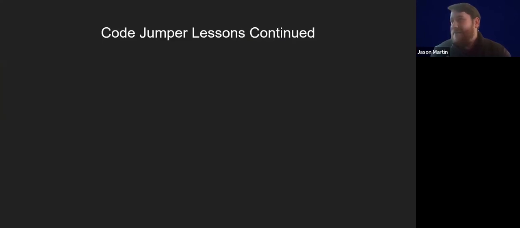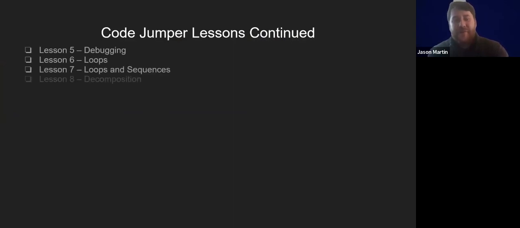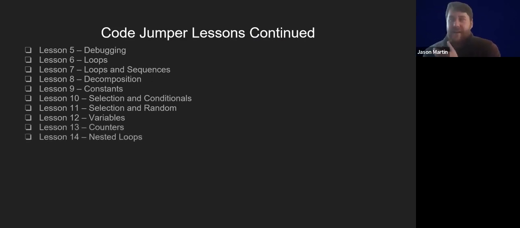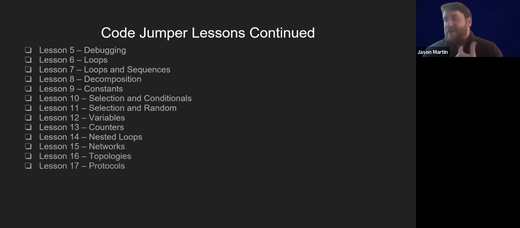And day 4, we've already covered through that. So there are so many other lessons in CodeJumper. I covered what we actually were able to cover, the 5 different topics. But from lesson 5 all the way on through lesson, I believe it's 19 down here, you have debugging, loops and sequences, decomposition, constant, selection and conditionals, selection and random, variables, counters, nested loops, networks, topologies, protocols, and binary numbers.